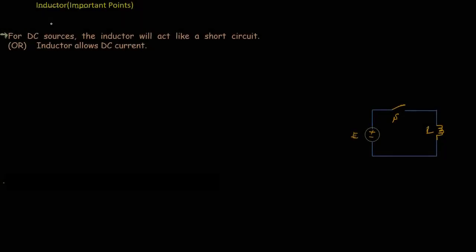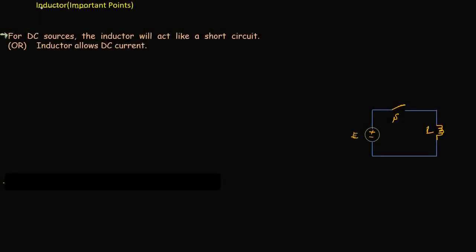In the previous presentation, we had a discussion on the basic circuit element, the inductor. Now, in this presentation, we will be discussing some important points about the inductor, the first one being that for DC sources, the inductor will act like a short circuit, or simply we can say that the inductor allows DC current. By DC sources, we mean those for which the terminal voltage is constant.